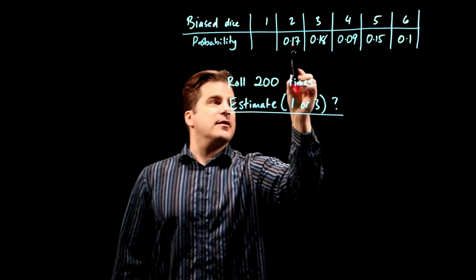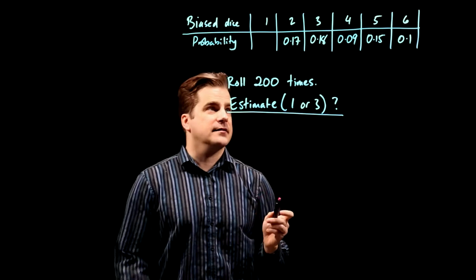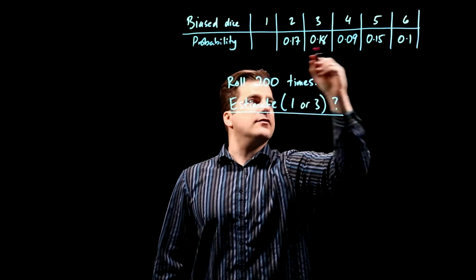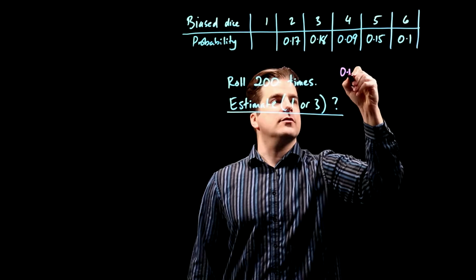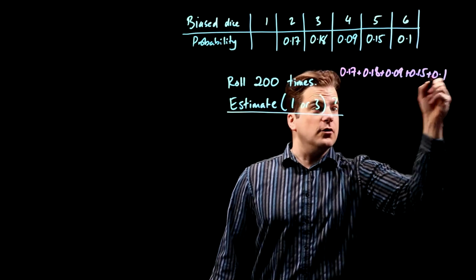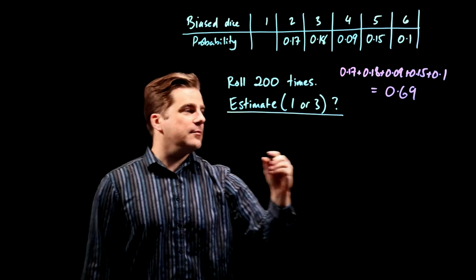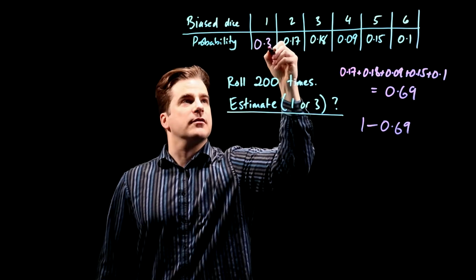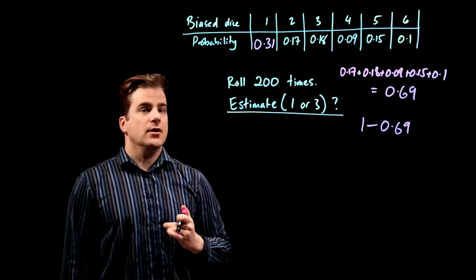So, that number plus these 5 must add up to 1. So, let's add all these up, subtract it from 1, and we'll get that. If we add those 5 up, what does it come to? 0.69, okay? So 0.17 plus 0.18 plus 0.09 plus 0.15 plus 0.1 is 0.69. So therefore, that number there must be 1 minus 0.69, which is 0.31, okay? Now those 6 probabilities add up to 1. Good.